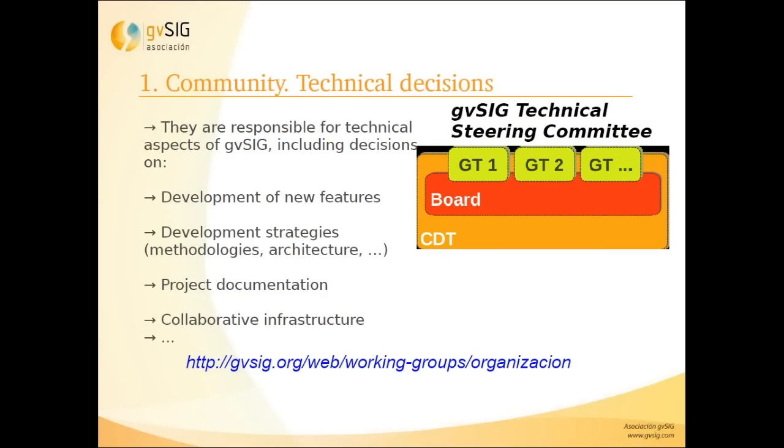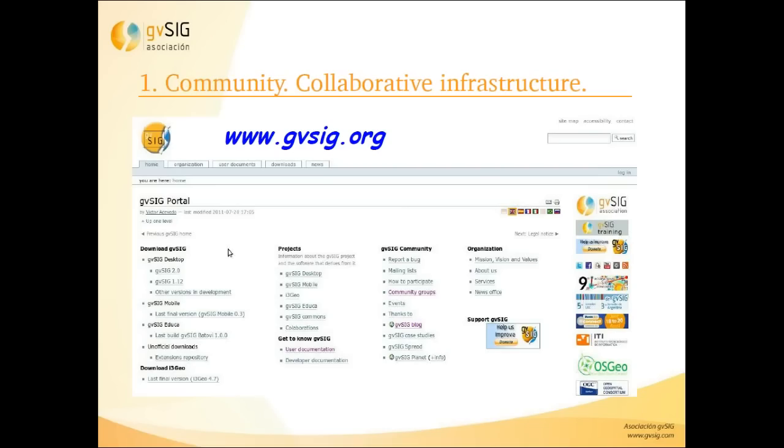Now we are going to see some of the tools of the collaborative infrastructure that are needed in order to manage the work of the community. We have the main web page of the project, and there you have a lot of information. I will tell you only the most important, I think, if it's the first time that you are hearing about the gvSIG project. For example, you have the downloads. You can download the latest version, but also the other ones.